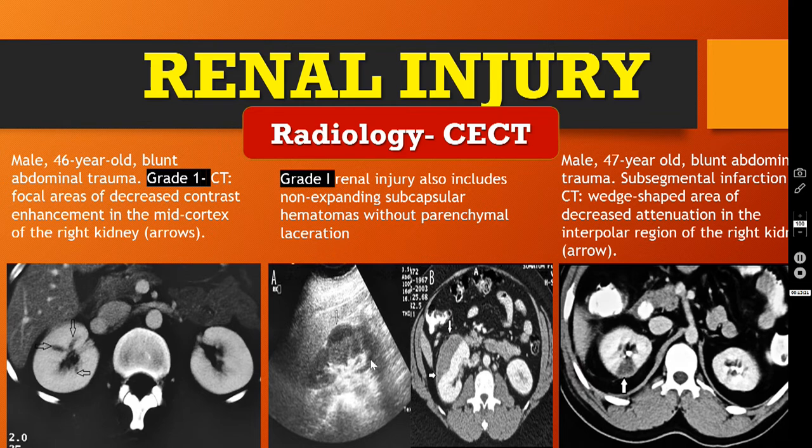This is an ultrasound. The same thing here you are seeing. There is no laceration, but you are seeing a subcapsular hematoma here. Or sometimes there may be an infarct in the kidney. This is a male patient, 47-year-old, blunt abdominal trauma, with subsegmental infarction in the CT. You can see it as a wedge-shaped area of decreased attenuation in the interpolar region of the right kidney. This is the area, the wedge-shaped segmental infarction. This is also grade 1.